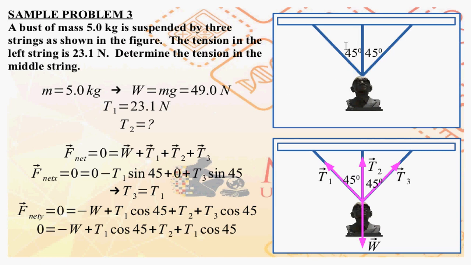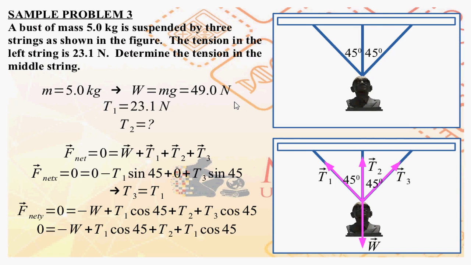So, string 1, tension is 23.1 newtons. So, T1 is equal to 23.1 newtons. String 2, we are asked to get the tension in string 2. So, T2, we are looking for. The mass of the object, the bust, is given as 5 kilograms. If we know the mass, we know the weight of the object and vice versa. So, mass is 5 kilograms, the weight magnitude is just mg, which will give you 49 newtons.